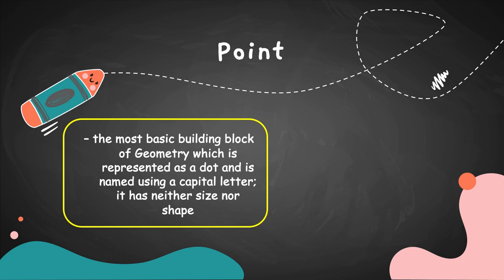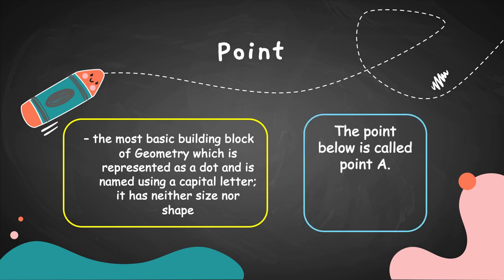So it is always represented by a dot, and we name a point using a capital letter. It has neither size nor shape. So how do we name a point? For example, a point can be named as point A. So it can be represented as a simple dot and then just a single capital letter, just like this one, point A. So you can use the word point and then the capital letter A. I'll repeat, you can only name the point using a capital letter.